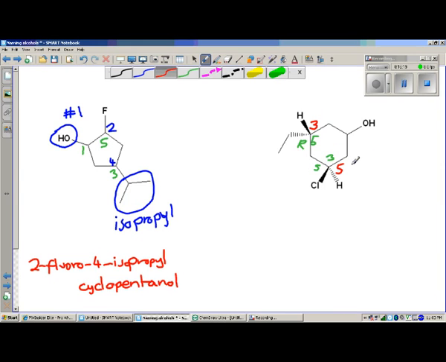Well, it's actually really quite simple. If we can't choose either way based on the number total, we simply put the lowest number and assign it to the first group that comes alphabetically. So in other words, chloro comes before ethyl, so the 3 goes with the chlorine. In other words, 3 chloro, 5 ethyl, cyclohexanol.